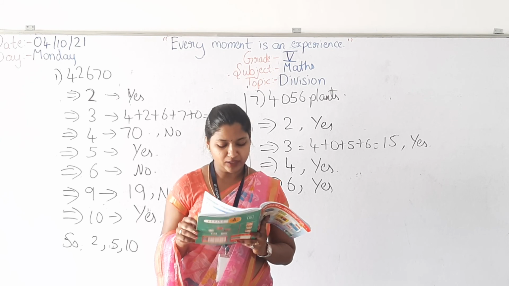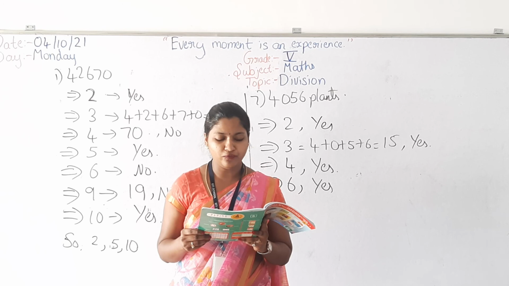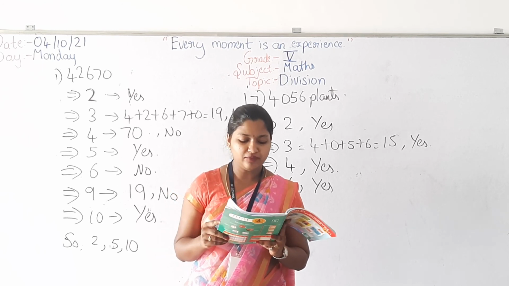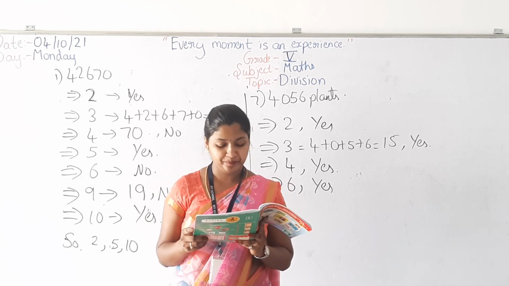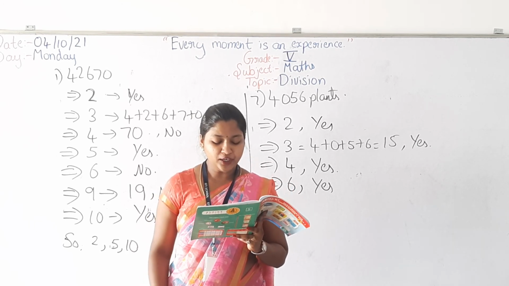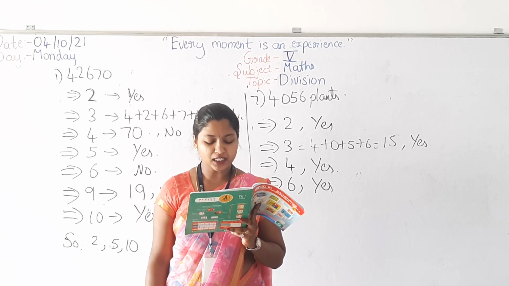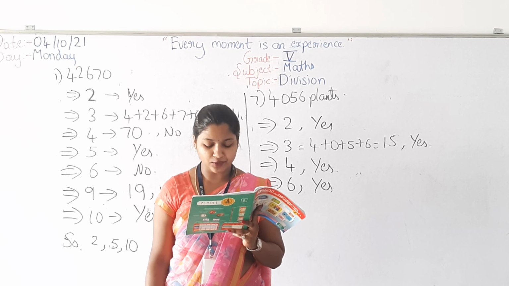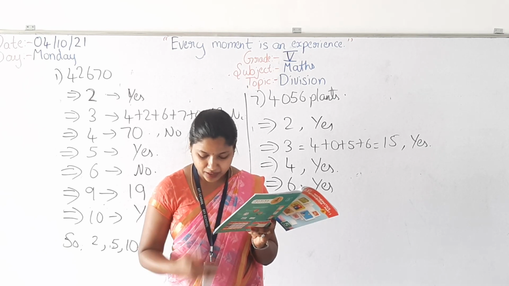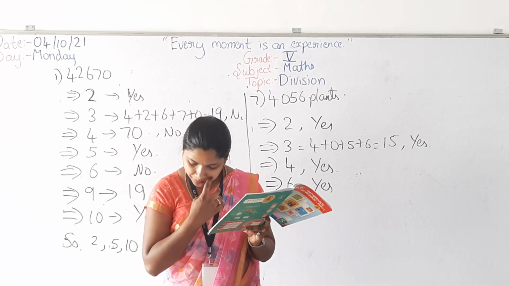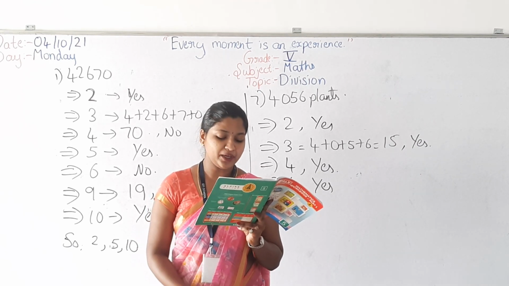Then 21st question. 3,826 chocolates are distributed equally among 4 friends. Will there be any chocolates left undistributed? Find out by actual division. So you have to divide the given number by 4. In a library there are 52,623 books. How many books are there in each row if they are arranged into 2, 5, 6, 9 and 10 rows? Will some books be left over in each arrangement? You have to check the divisibility, in which number it is divisible.